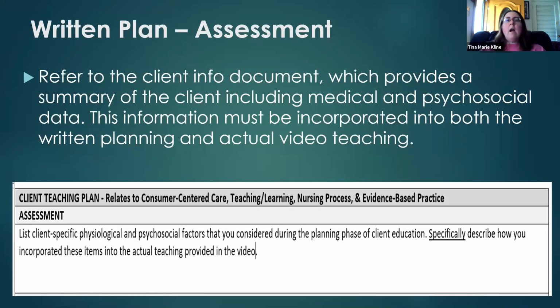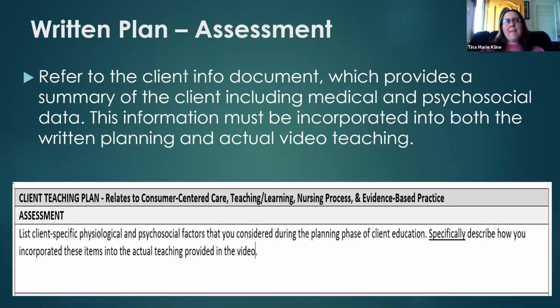You can come down the information that's in the client info document. There's stuff related to her culture, religion, educational, occupational, hobbies, resources, family dynamics. That's the stuff that we're looking at here. So for the written piece, all you have to do is identify and talk about 5 of them. When you do the video, you need to show incorporation of at least 4 of them.